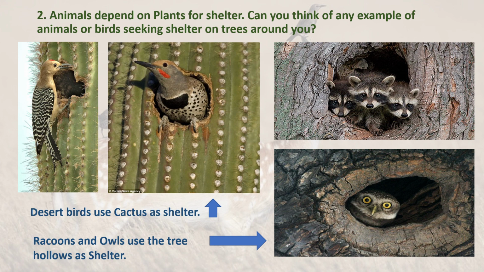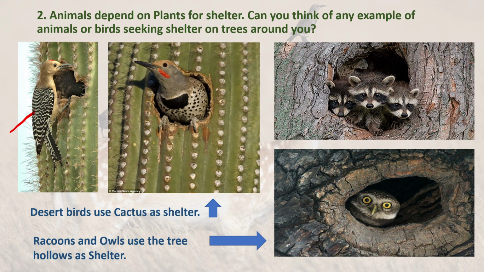For example, what do birds live in? Birds live in nests, right? And where do they make this nest? On a tall tree, correct? So like that, a lot of animals depend on trees and plants and shrubs and bushes to find shelter in them. Okay, let us look at a few examples.